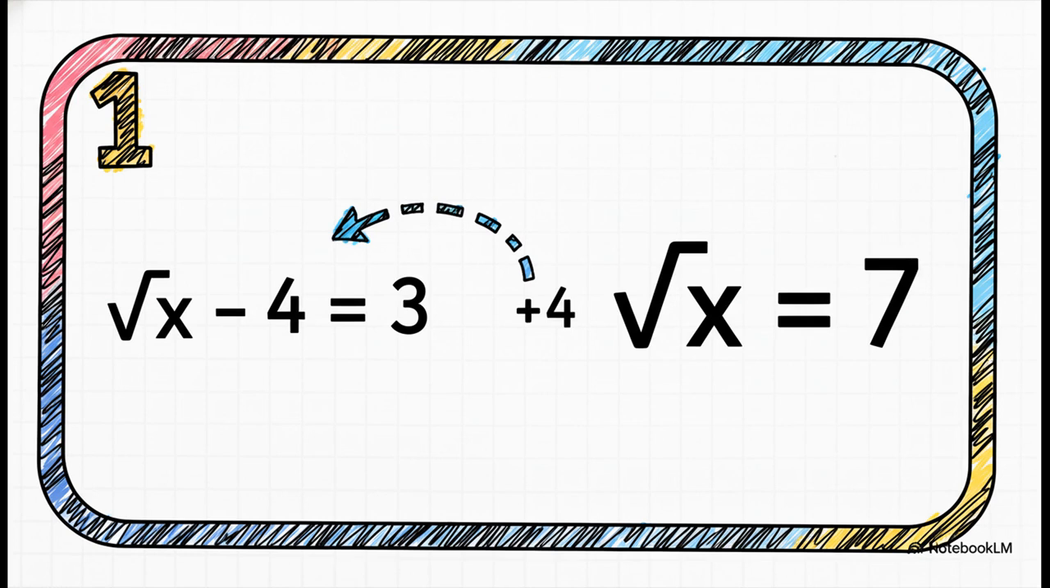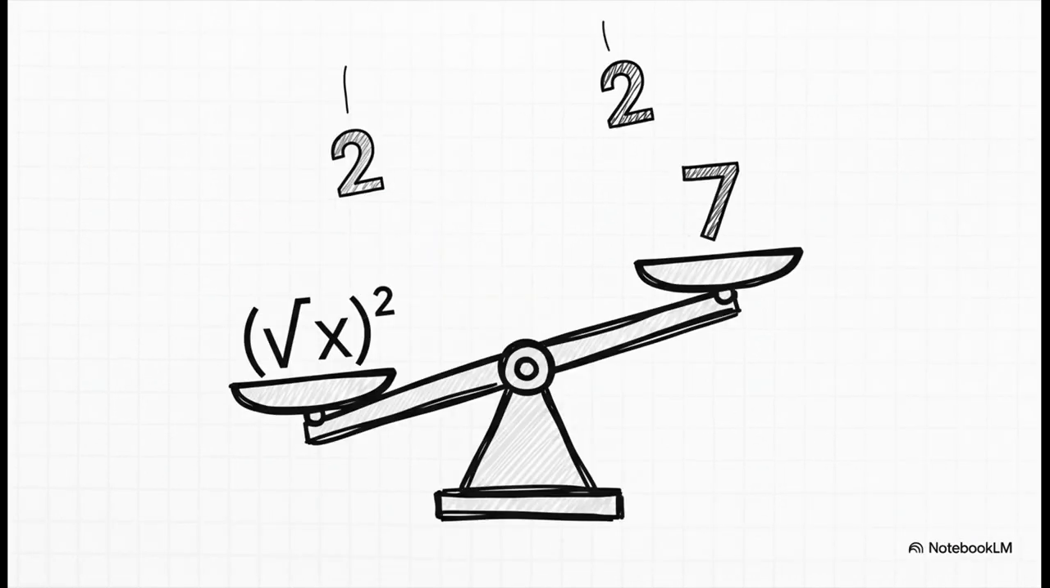Okay, let's put this into practice. To isolate the radical here, all we have to do is get that -4 over to the other side. So we add 4 to both sides, and boom, the square root of x equals 7. Step 1 is done. And now for the magic trick.